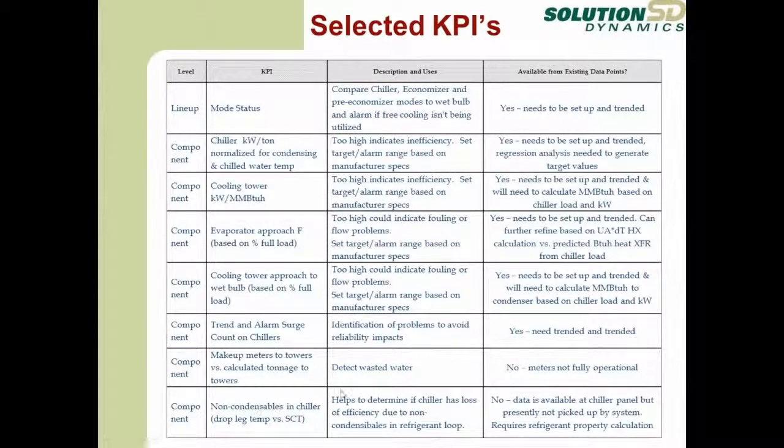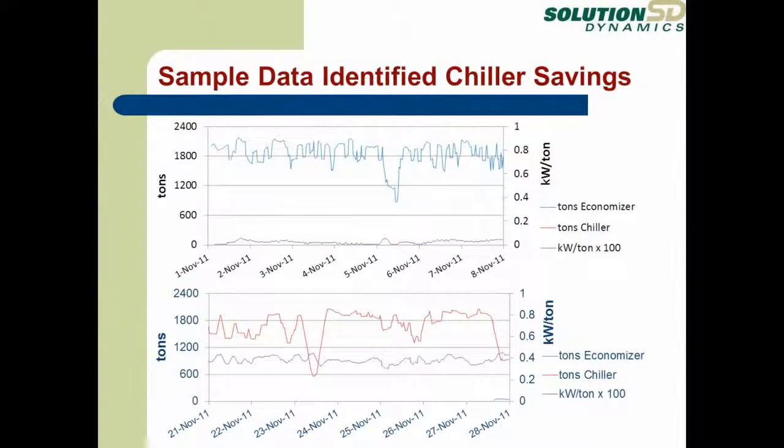An example of a maintenance-related one and an energy one would be non-condensables in the chiller. If you start getting non-condensables, you can tell that based on the leaving condensed refrigerant liquid temperature versus pressure. You can tell if you have contaminants in your refrigerant loop in your chillers, as an example. So anyway, once we started looking at this data, this is what we started to find, and this is just an example.